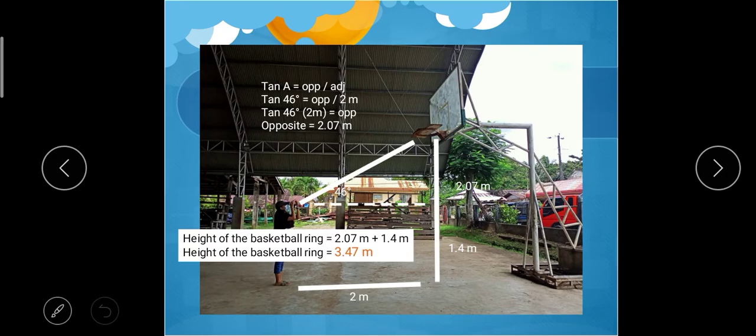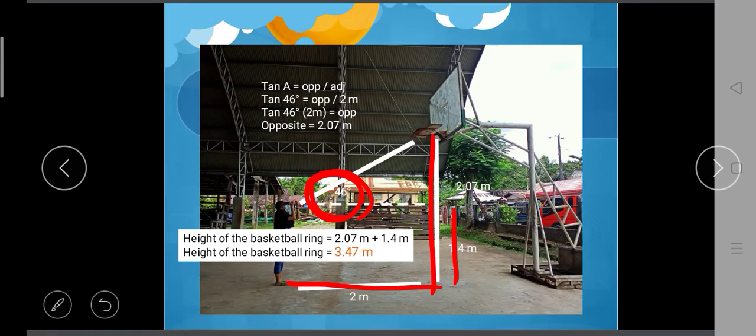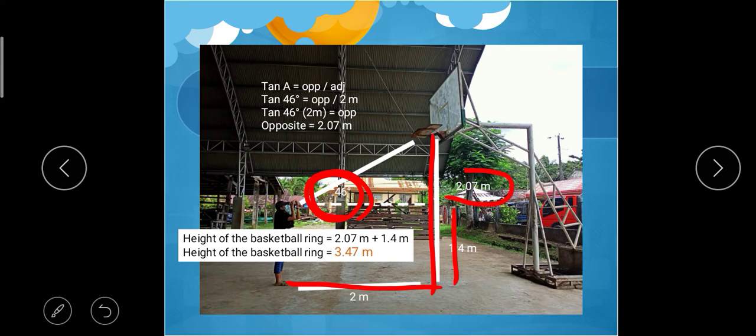Now for our fourth example, we will solve for the height of the basketball ring. Again, using clinometer, we get the angle of elevation 46 degrees, and our distance from the ring is 2 meters. Now from our eye to the ground, it is 1.4 meters. Now how do we get the 2.07 meters? So we will use tangent A is equal to opposite over adjacent. So tangent 46 is equal to opposite over 2 meters. Tangent 46 multiplied by 2 meters, so our opposite is 2.07 meters.